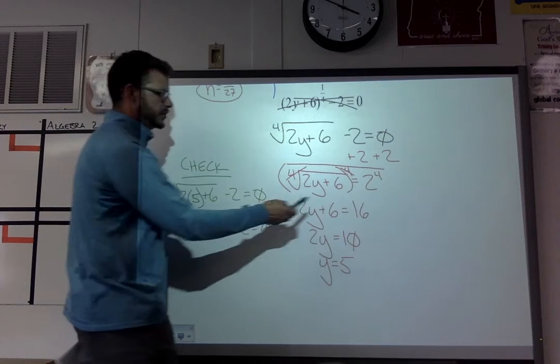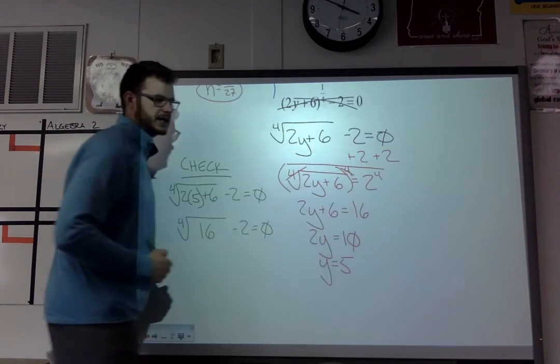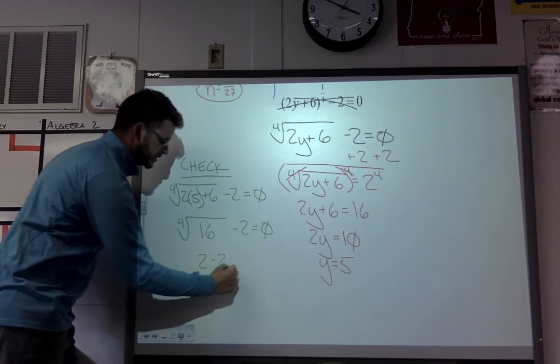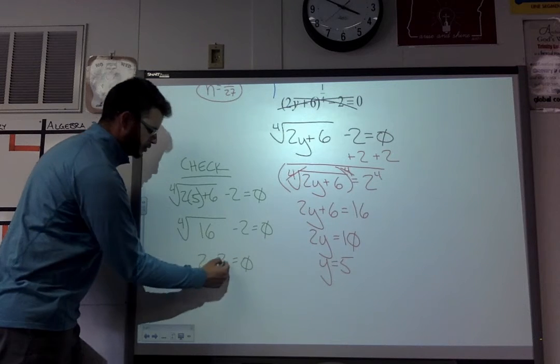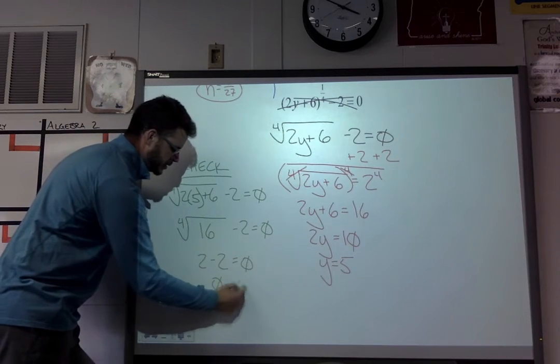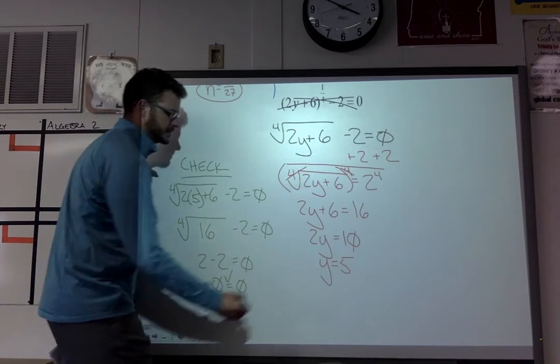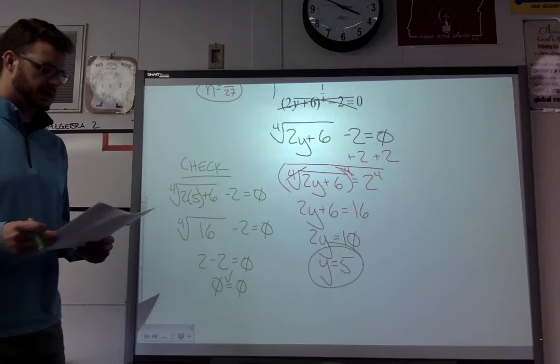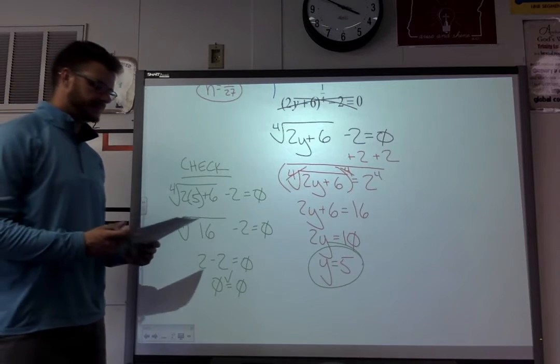Now here we knew that 2 to the fourth was 16, so the fourth root of 16 is going to be 2. 2 minus 2 is 0, equals 0. That does work. So y equals 5 would be our solution for this one.